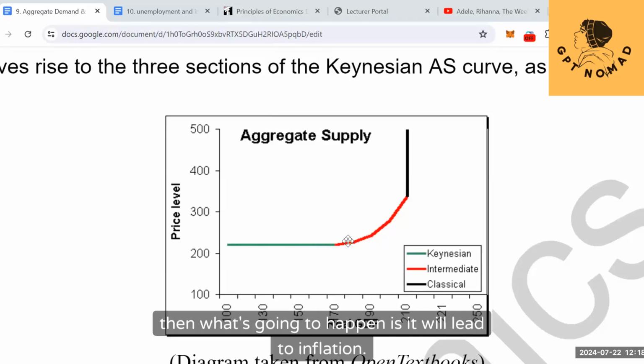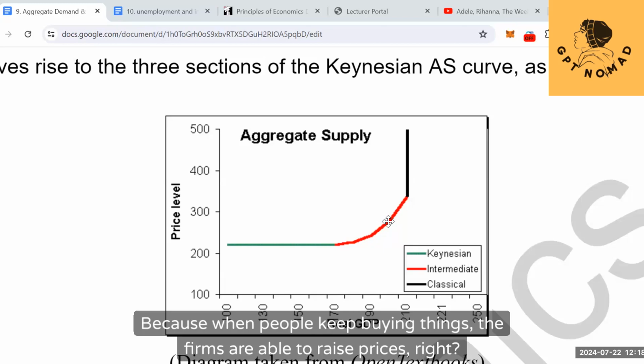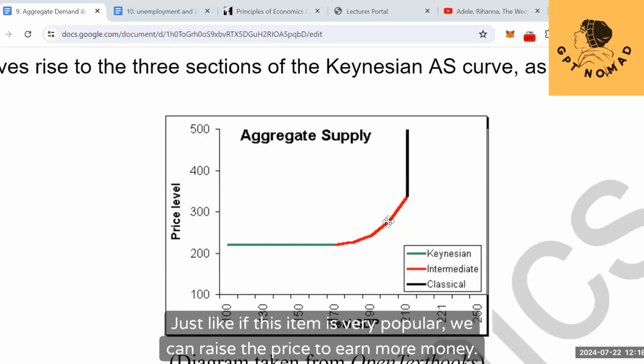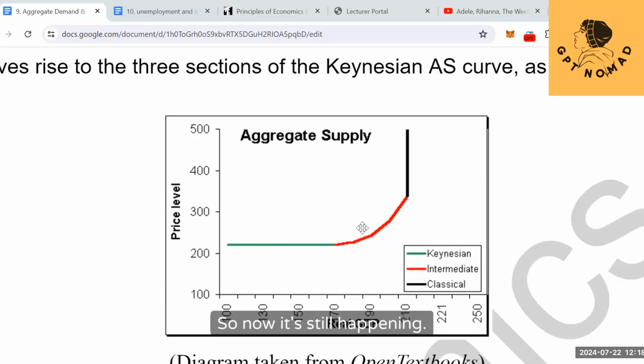then what's going to happen is it will lead to inflation. Why? Because when people keep buying things, the firms are able to raise prices. Just like if this item is very popular, we can raise the price to earn more money. So now it's still happening. More and more people are still buying, so the firms are starting to raise prices.